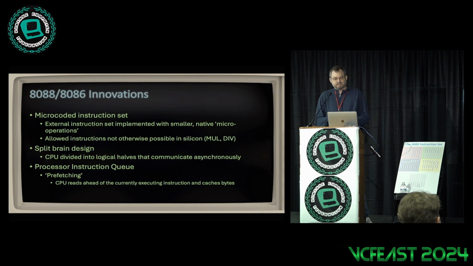I'll talk about the split brain design in a second. The instruction queue is also interesting. These are one of the first chips to do instruction prefetching. So they would read ahead of the currently executing instruction: while that instruction was executing, read the bytes for the next instruction. It's old hat now, but that was kind of innovative at the time. Not a huge queue there. It's only 4 bytes on the 8088.